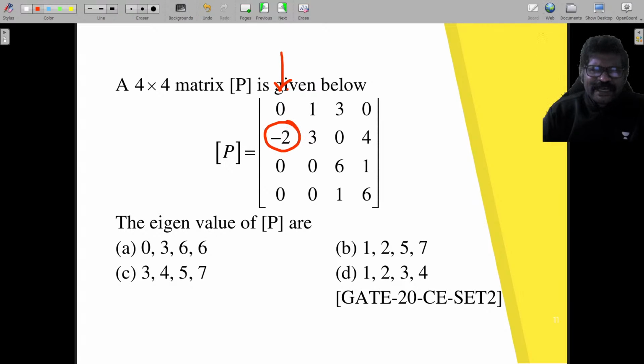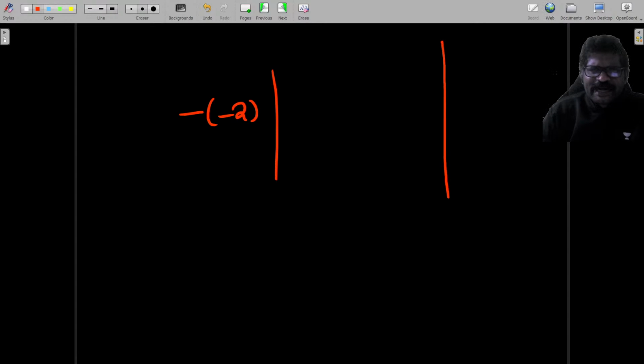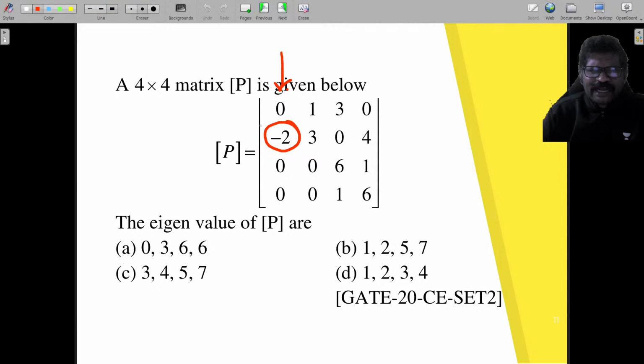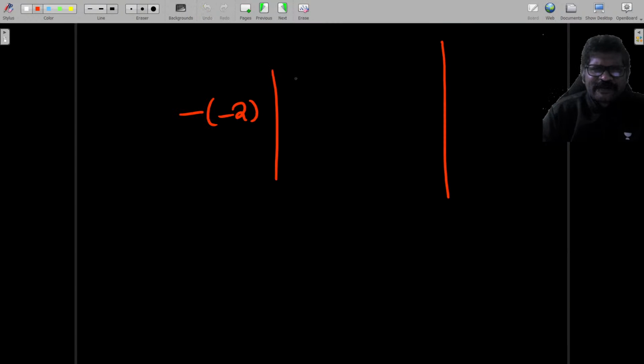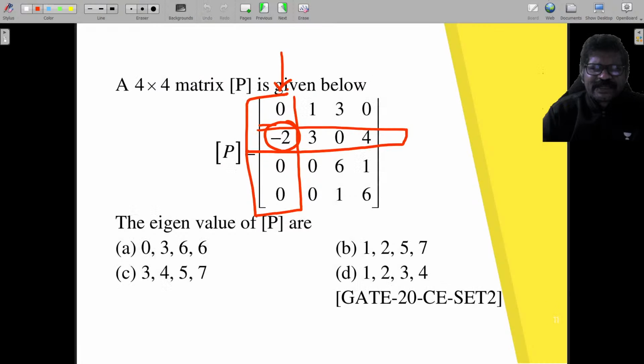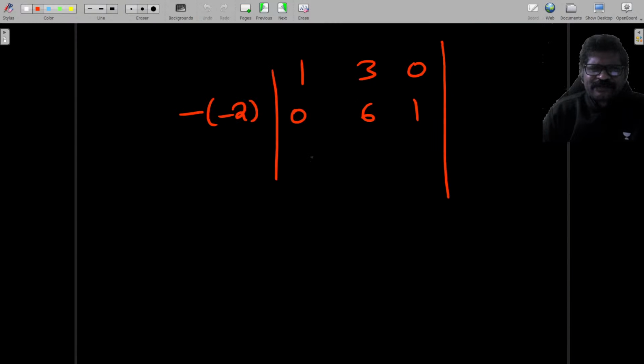Minus 2 is in the second row, first column. That's why the sign of its cofactor is minus. So minus of minus 2 into, eliminate its row and its column. Eliminate its row and corresponding column. What is left? 1 3 0, 0 6 1, 0 1 6.